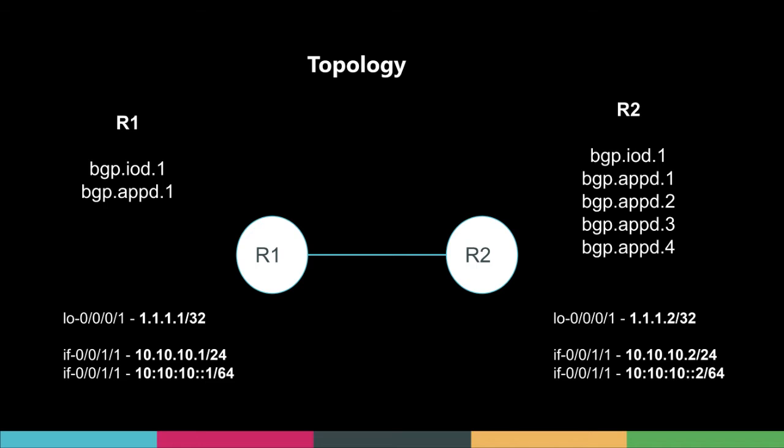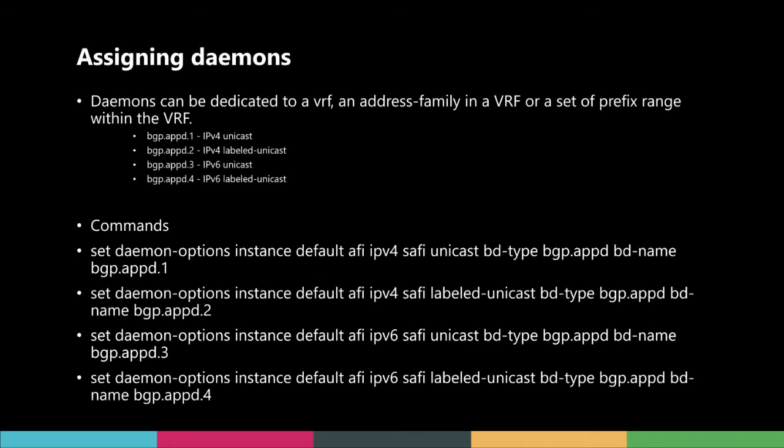We can also notice that we have the following addressing schemes as presented in this slide. How do we basically assign different address families to different brick daemons? We have a command, set daemon options, that can be used to associate different address families to various brick daemons. In our case, there are 4 different address families. Each of these address families is dedicated to a different BGP AppD.